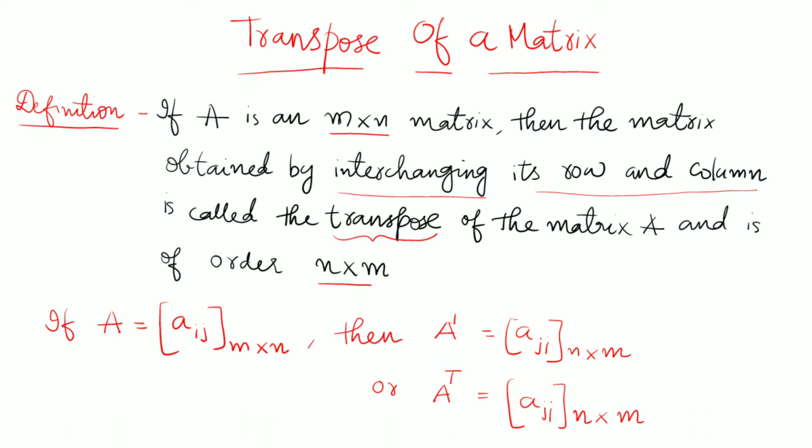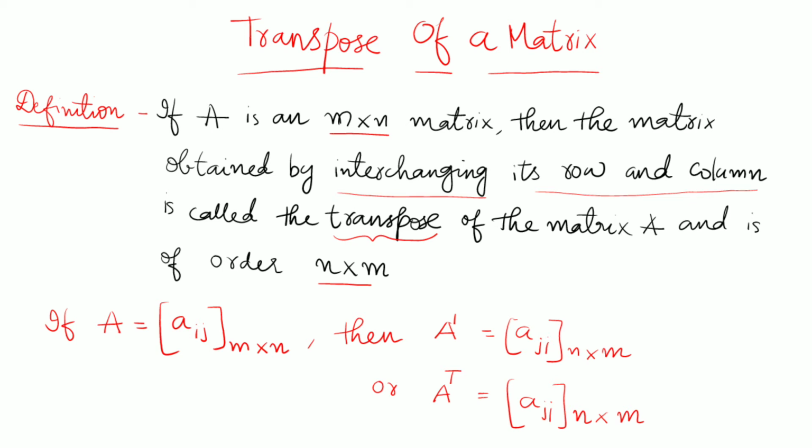If A is an m cross n matrix, then the matrix obtained by interchanging its row and column is called the transpose of the matrix A and is of order n cross m. So here m rows will be changed to n columns, and n columns will be changed to m rows. m cross n will be the order of a matrix. When you take the transpose of a matrix, that will be n cross m.